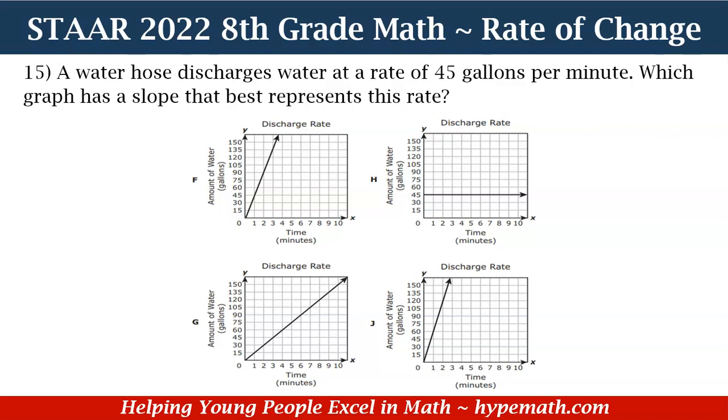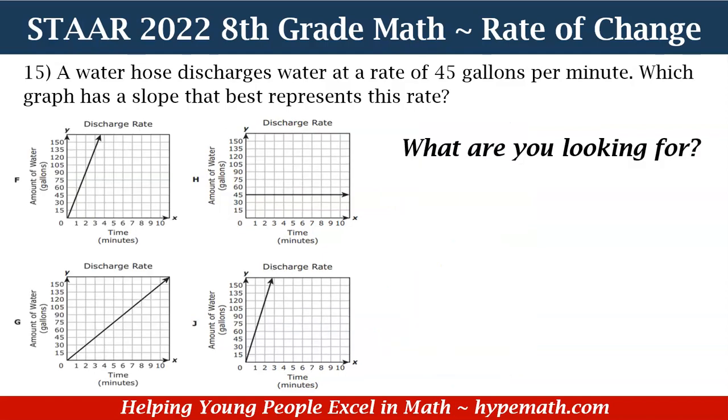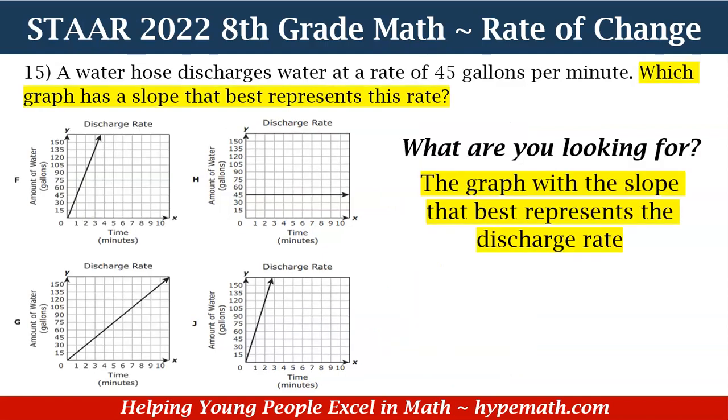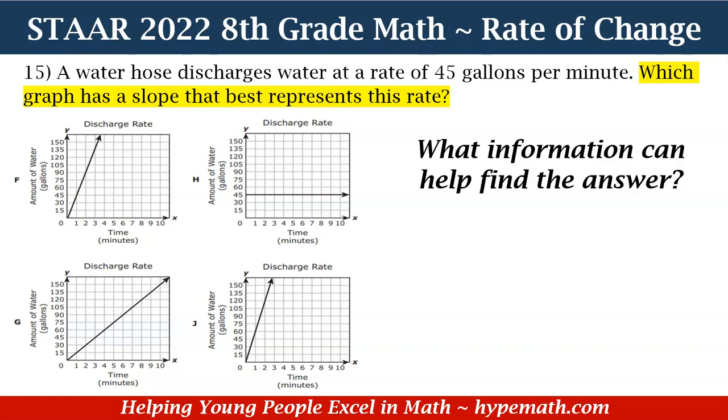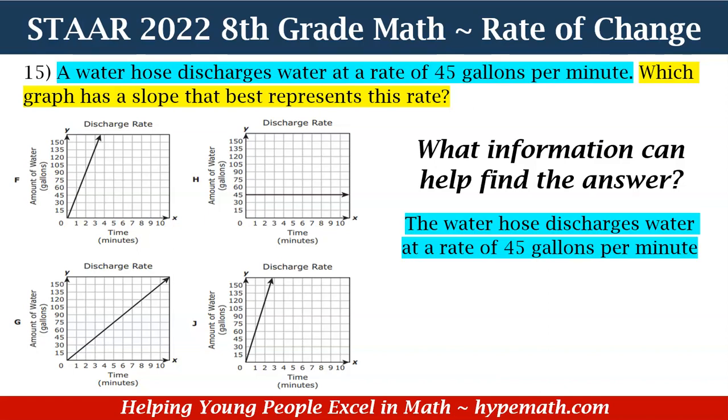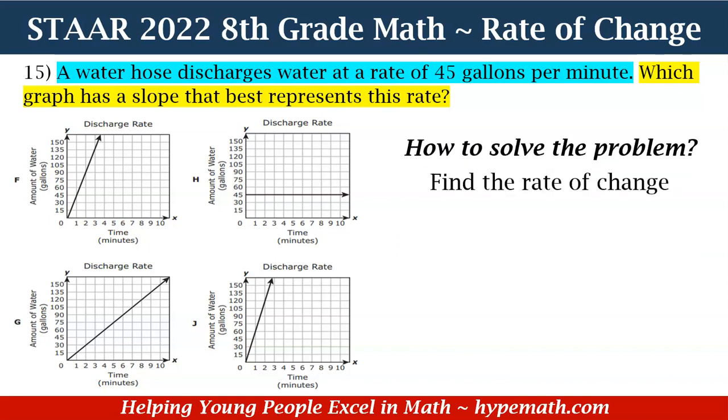In order to solve this problem, the first thing we need to do is ask ourselves, what are we looking for? We are looking for the graph with the slope that best represents the discharge rate. Now that we know what we're looking for, our next question is, what information can help find the answer? And the information that can help find the answer is that the water hose discharges water at a rate of 45 gallons per minute. Now that we have that information, well, how do we solve the problem? Again, we are going to look for the rate of change.